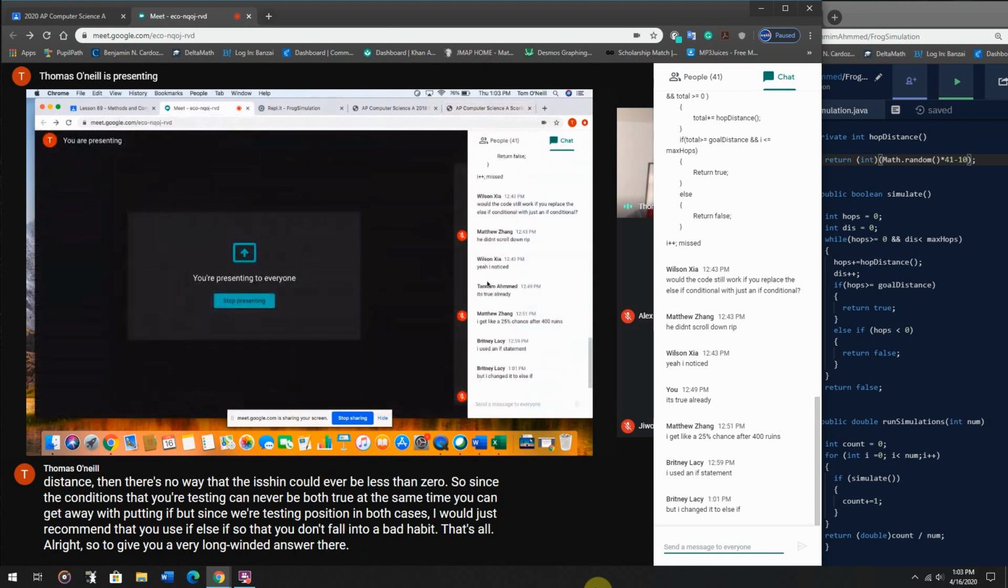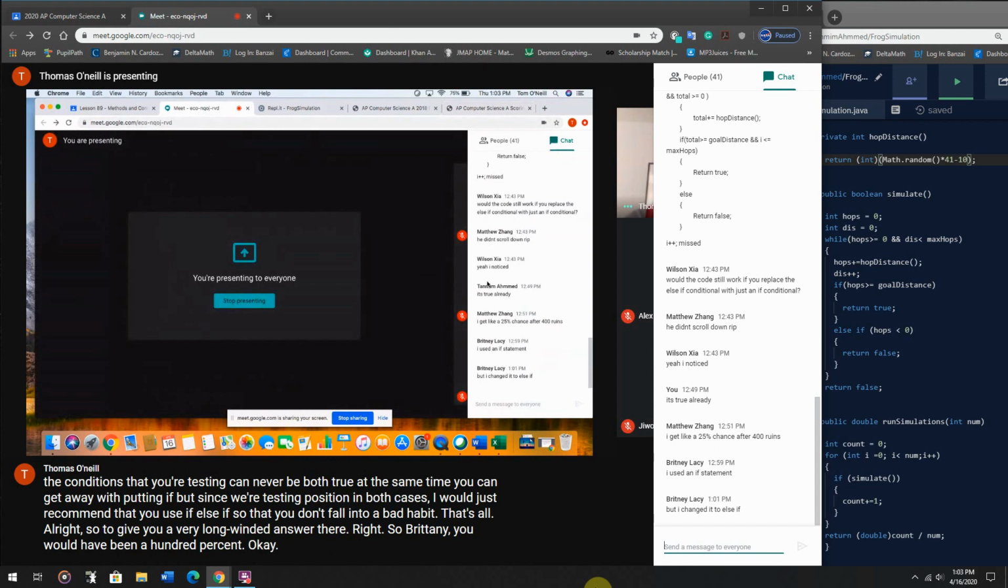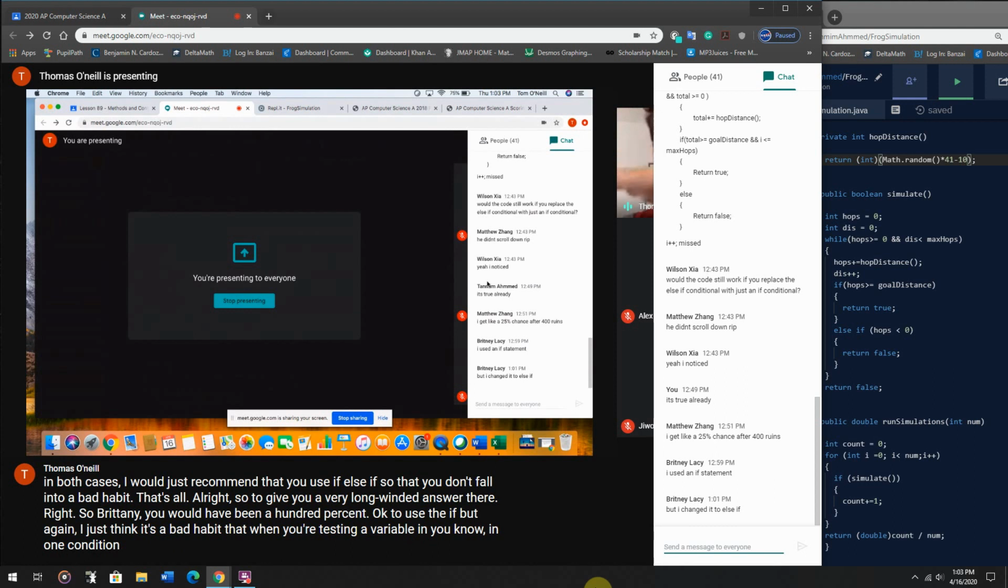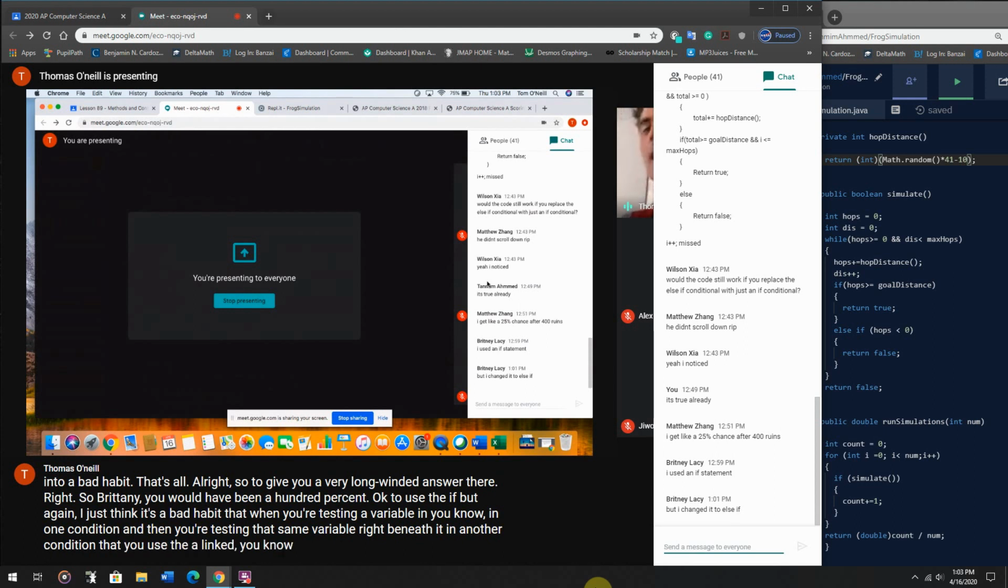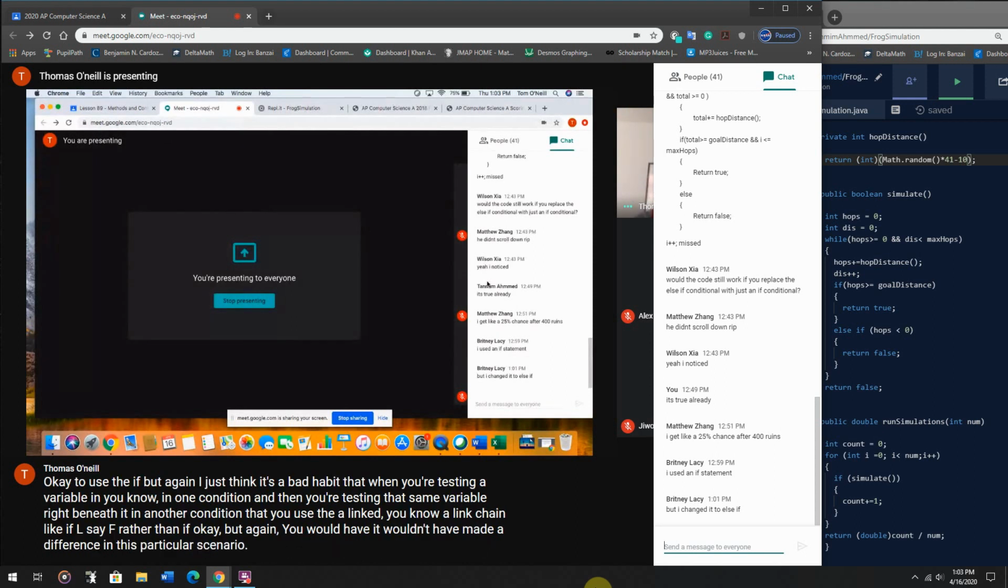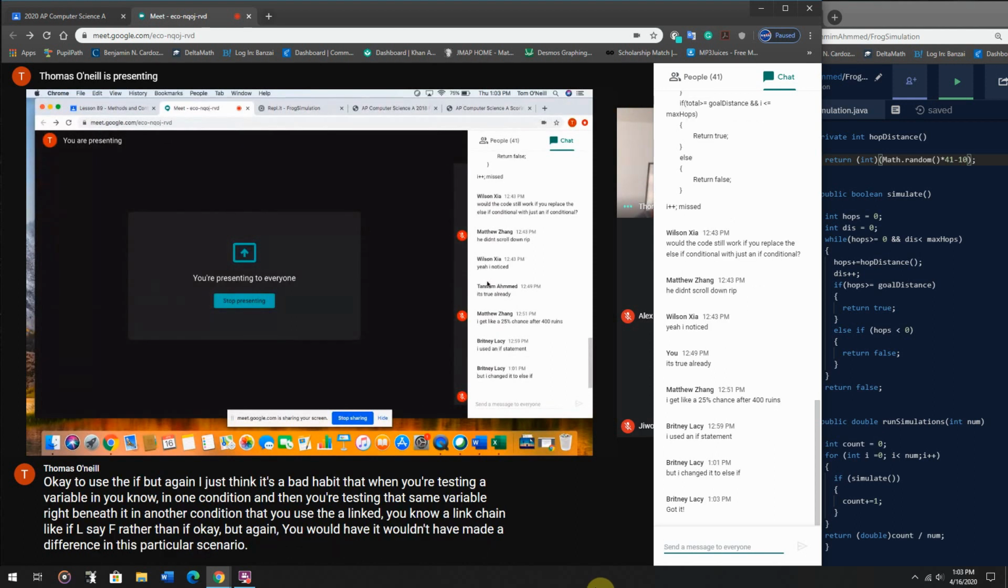Right, so Brittany, you would have been 100% okay to use the if, but again, I just think it's a bad habit that when you're testing a variable in one condition, and then you're testing that same variable right beneath it in another condition, that you use a linked chain like if, else if, rather than if, okay? But again, it wouldn't have made a difference in this particular scenario. And excellent questions to bring up. Great questions to bring up.